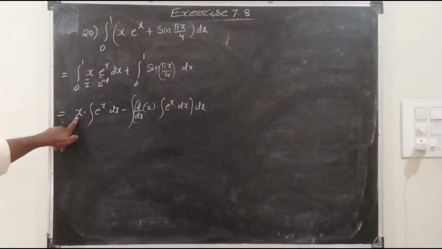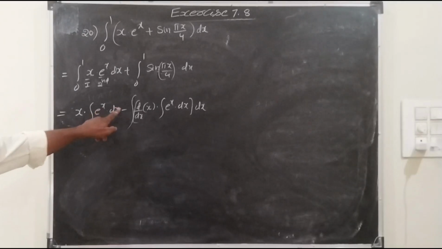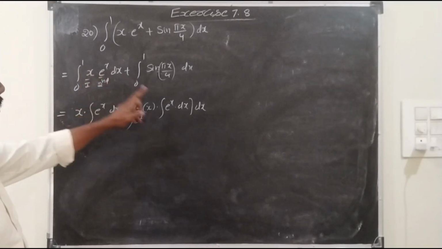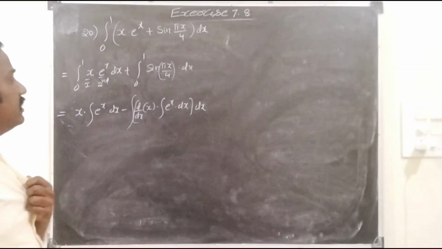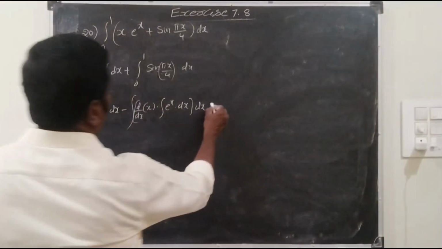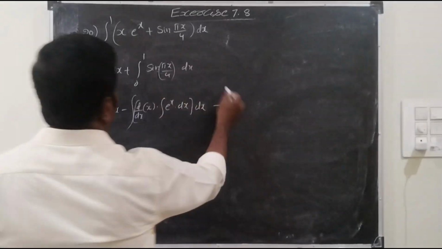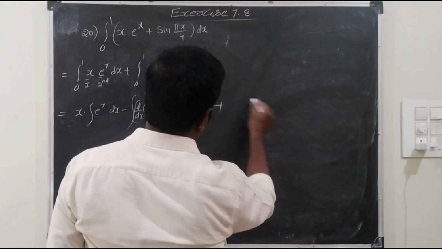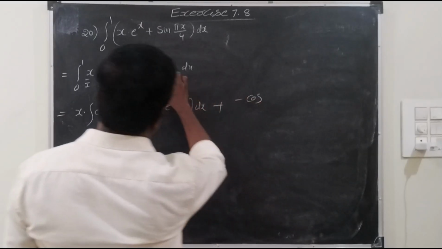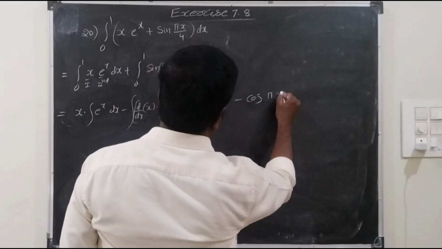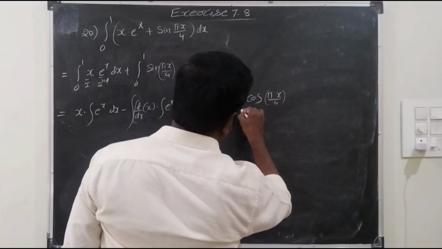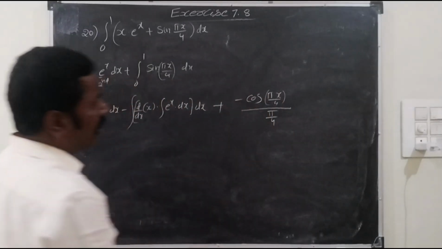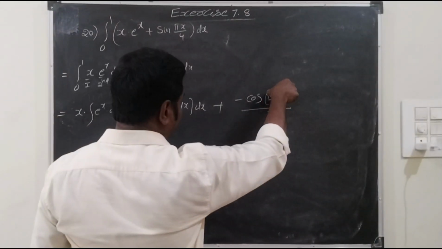First function into integral of second function minus whole integral of derivative of first function into integral of second function. Plus, this is simple. Integral of sin x is minus cos x. Minus cos x, in the place of x, pi x by 4, divided by the derivative of pi x by 4, pi by 4. For only x we need not, but in the place of x here we have pi x by 4.